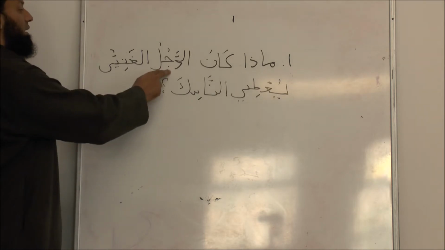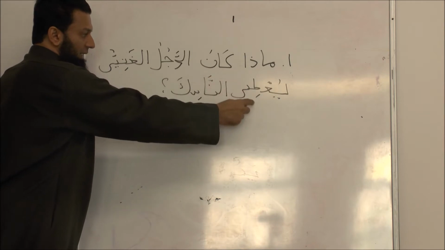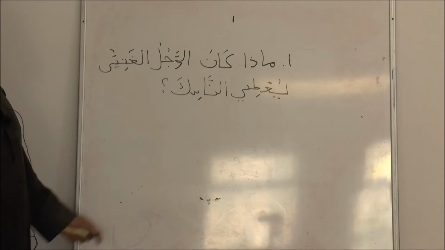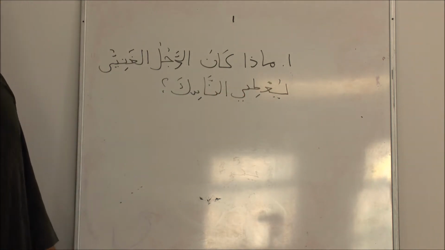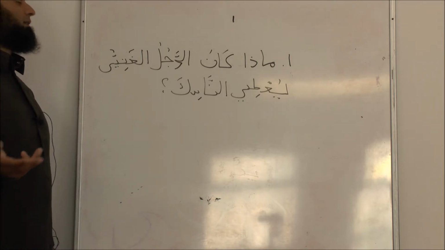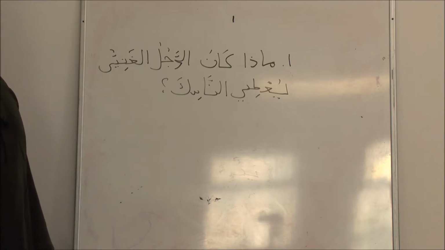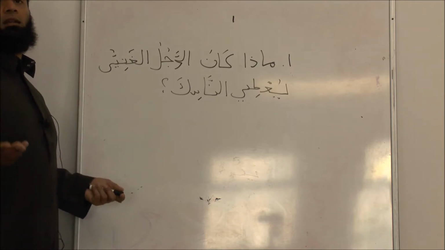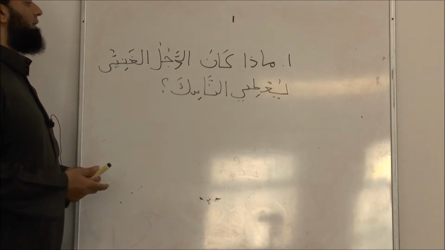So what did the rich man used to give the hermit? This verb yu'ti is very important because it's used all the time: to give. The past is a'ta, like in the ayah, inna a'tainaka al-kawthar. So that's the question.